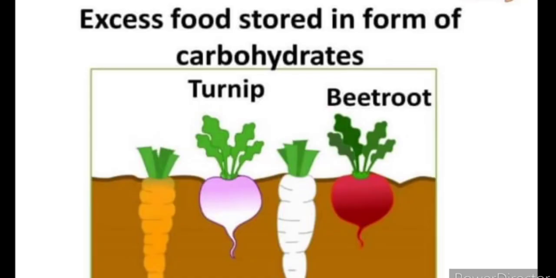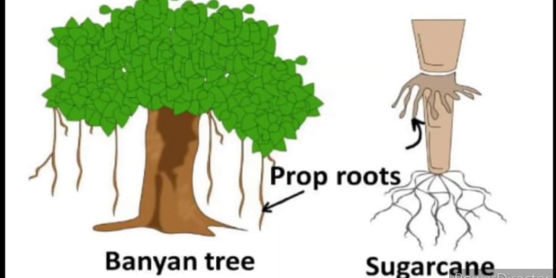Now we will see the root modifications. A root modification means that because of some use, a root can change its structure a bit. Two important modifications of root are: roots are modified to store food, for example in radish, carrot, and turnip, they are all the roots which we are eating. And roots are modified to give extra support, like in a banyan tree, we can see the prop roots which help to give support to the plant or to the tree. So these are the functions of the root.